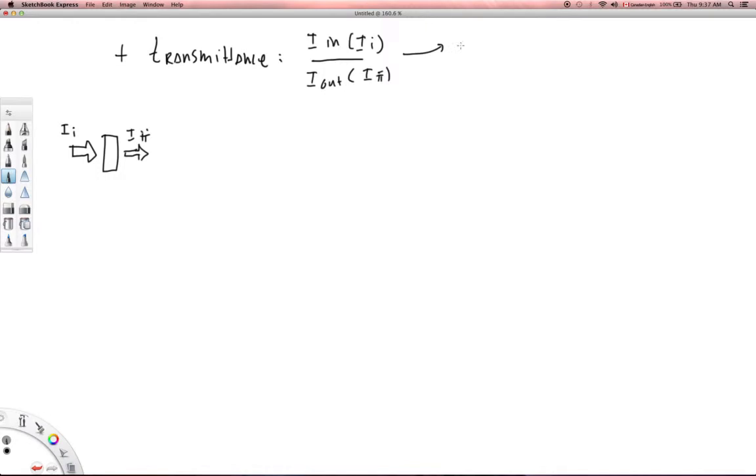So basically, what does that say? That says that the lower the transmittance, the lower this ratio is, the more opaque this sample is to the specific wavelength of light that I'm using. And the higher the transmittance, as it approaches 1, the less opaque. Okay, so there is less of the analyte in there.